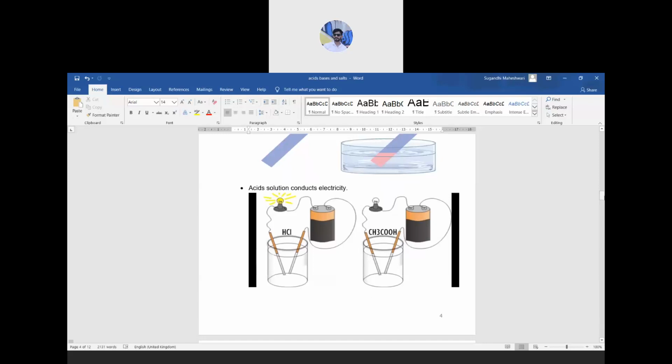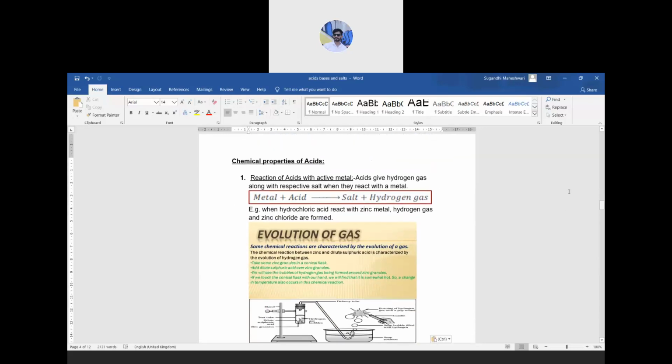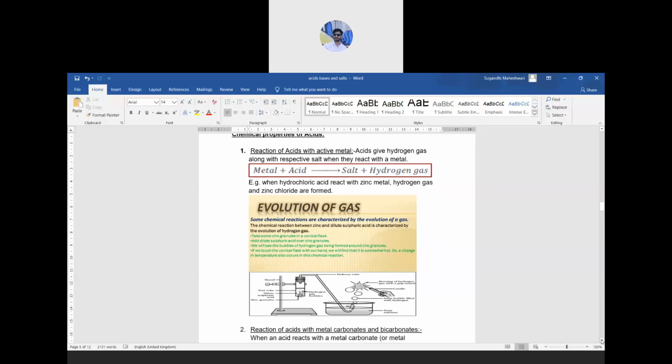Now we are going to chemical properties of acids, very important chemical properties. The first one is reaction of acid with active metal. Active metal means the metals which lie above hydrogen in the reactivity series: potassium, sodium, calcium, magnesium, aluminium, zinc, iron, tin, lead. When you mix metal with an acid, it will form salt and hydrogen gas is evolved. For example, let us take zinc granules and react it with hydrogen chloride.